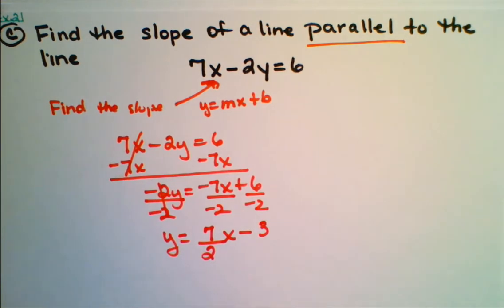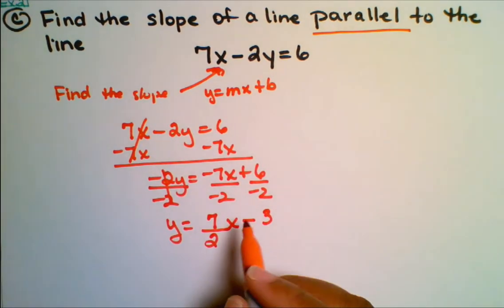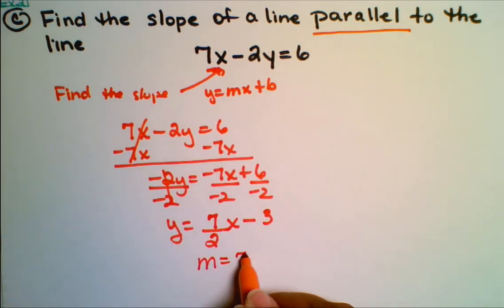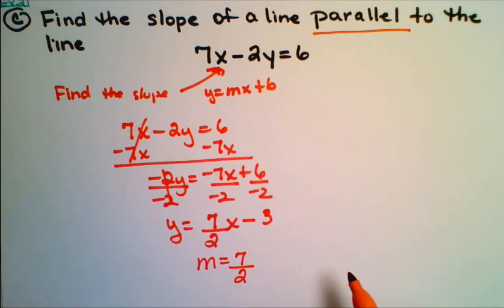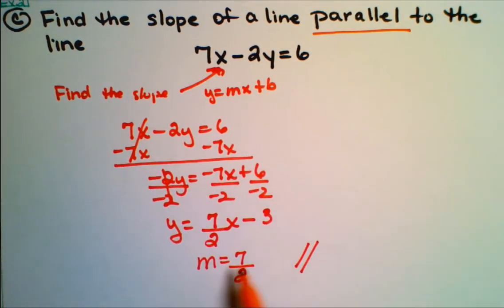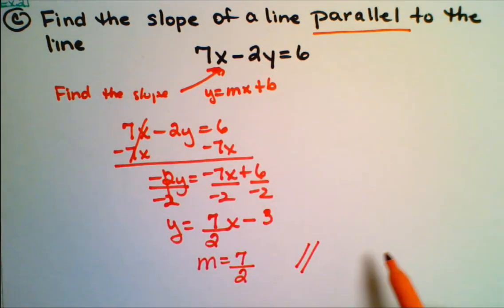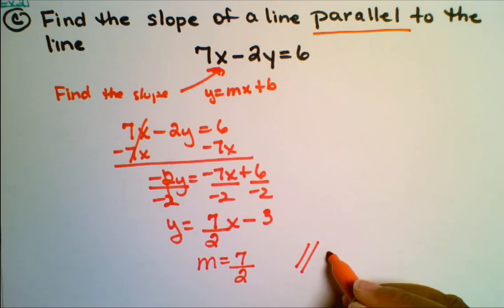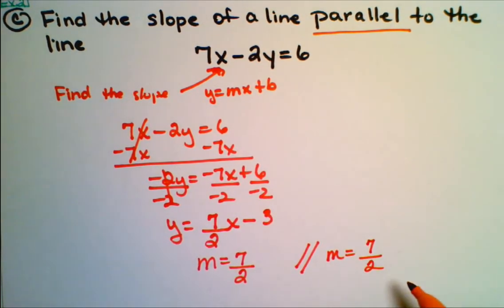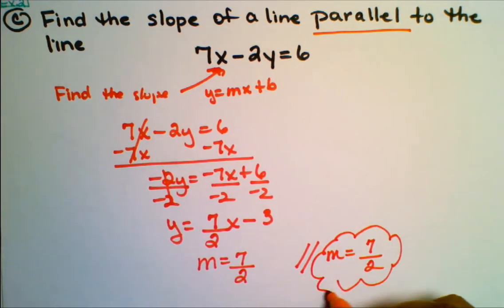So now this equation has a slope of 7 over 2. So we're going to find another slope that's parallel to this line here. And remember, parallel lines, the slopes are the same. And we have m is equal to 7 over 2 again.